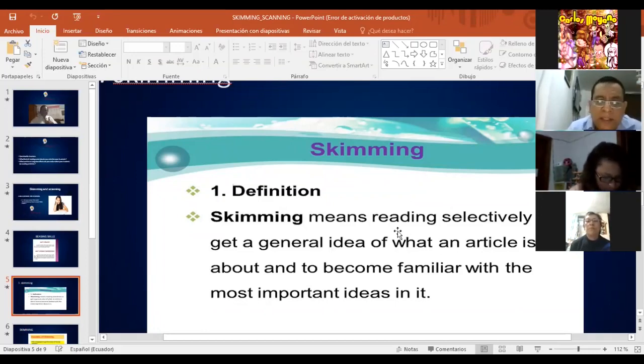We're going to read this concept. Skimming means reading selectively to get a general idea of what an article is about and to become familiar with the most important ideas in it. Okay.